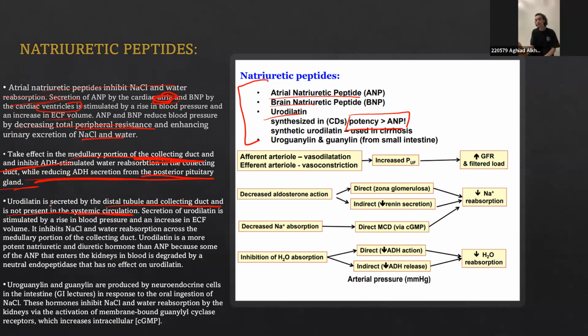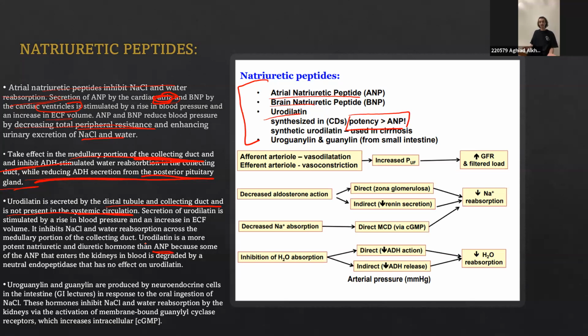So secretion of urodilatin is stimulated by a rise in blood pressure and increase in extracellular fluid volume. You can kind of understand what it does by just knowing when it is secreted. And it's secreted when there's too much pressure or volume. So again, it inhibits salt and water reabsorption across the medullary portion of the collecting duct. Very, very similar to ANP. Now urodilatin is a more potent natriuretic and diuretic hormone than ANP.